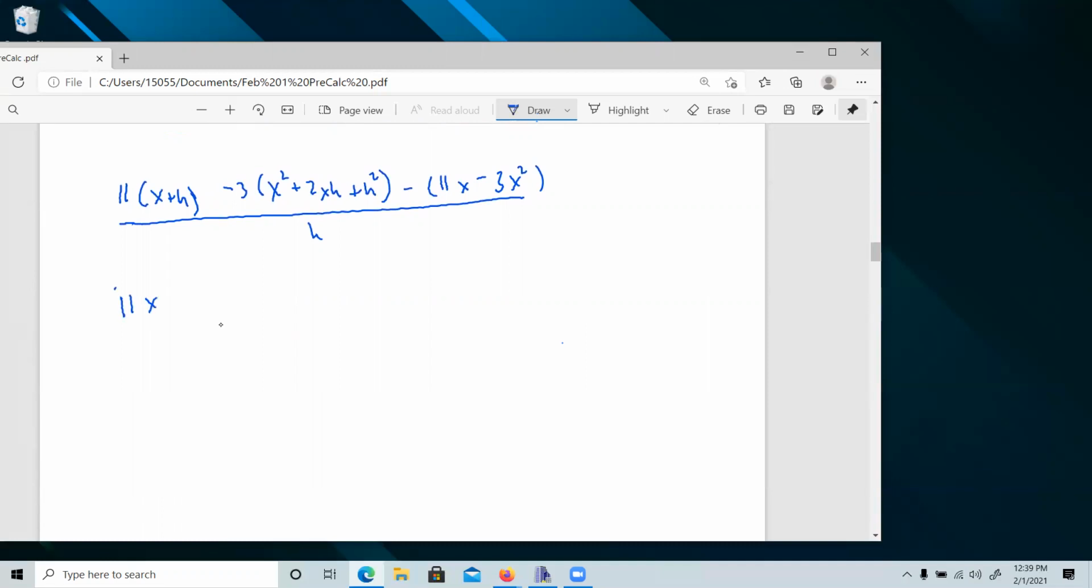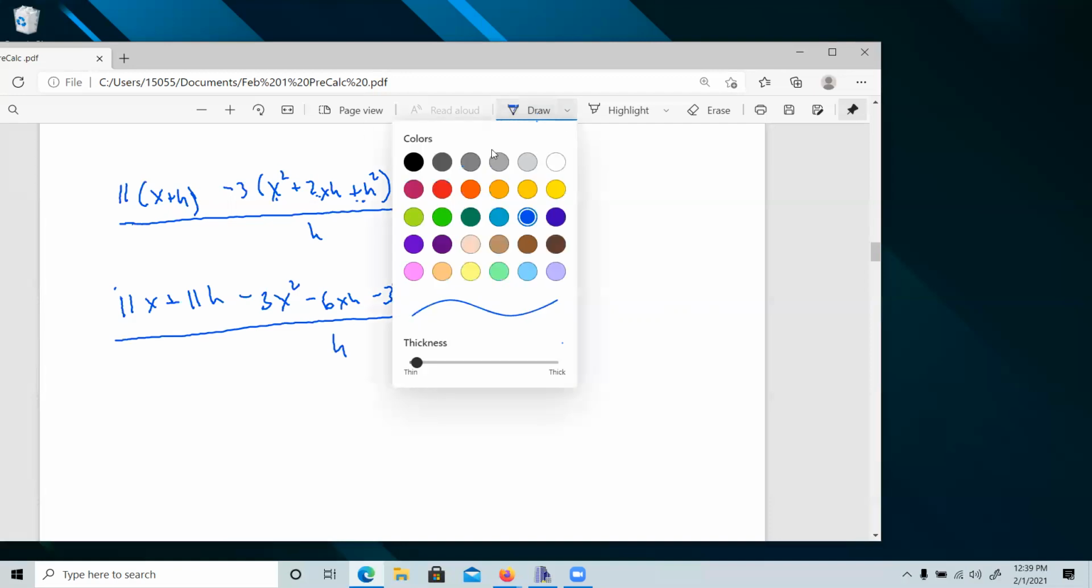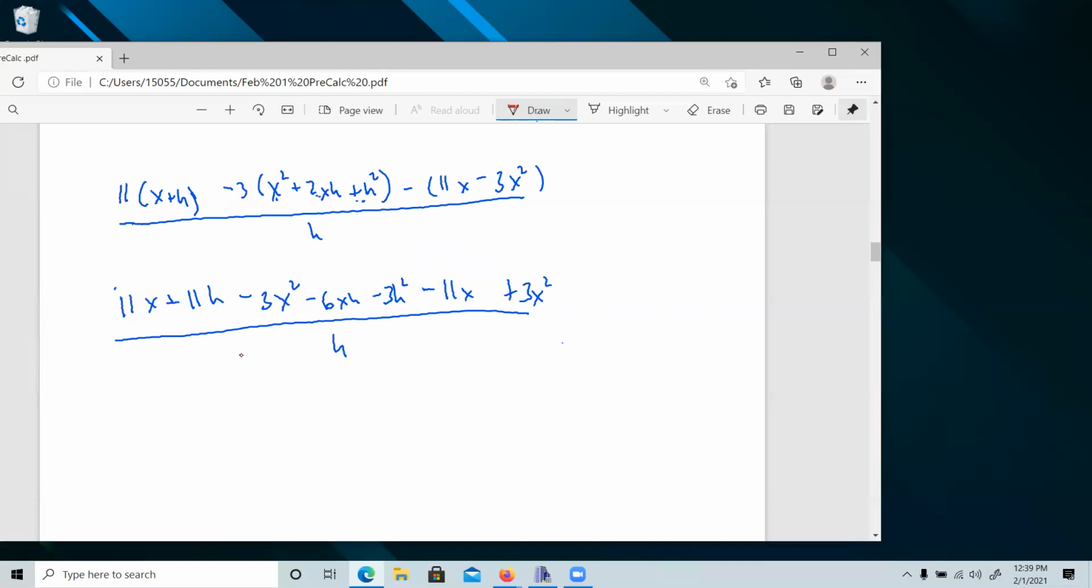All right, 11x plus 11h minus 3x squared minus 6xh minus 3h squared. This is why I do it one step at a time, because I'm going to forget this one at the end. I got excited that I got these two right, and I forgot: minus 11x, minus times a minus, plus 3x squared, and all over h. So here we go, and those two things cancel. Negative 11x and positive 11x cancel.